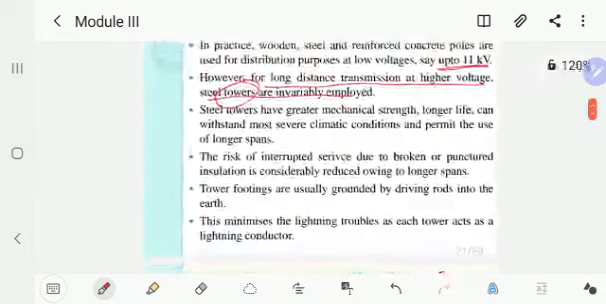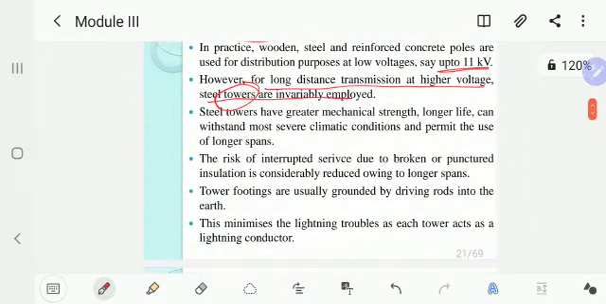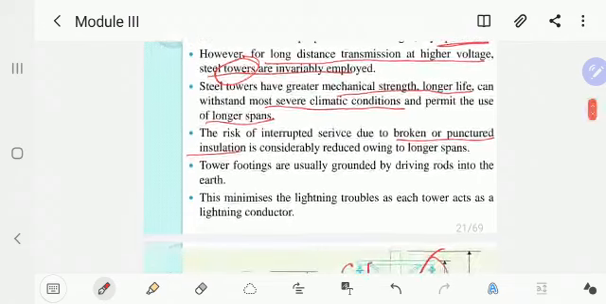These steel towers have greater mechanical strength, they have longer life, and they can handle every severe climatic condition, as well as being used for longer spans. The risk of interrupted service due to broken or punctured insulation is considerably reduced owing to the longer spans. As it is a longer span, these types of problems are not there in the case of steel towers.